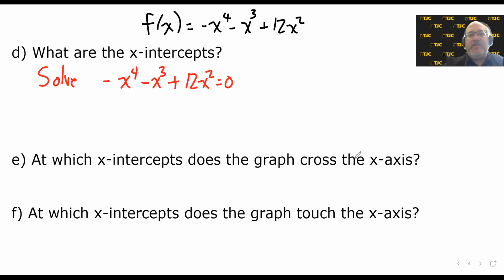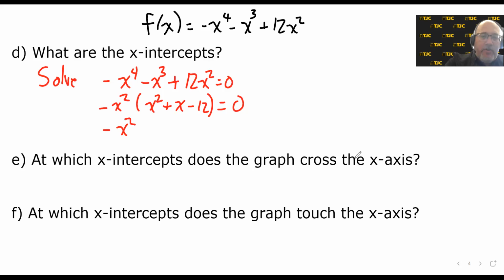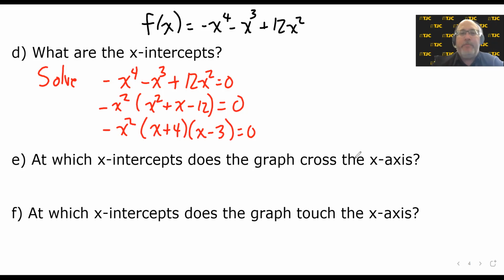Negative x to the fourth minus x to the third plus 12x squared is equal to 0. I'm going to go ahead and rewrite the factoring moves. Negative x squared is what we factor out to get x squared plus x minus 12 in parentheses. And then we can factor the parentheses further into x plus 4 times x minus 3. Again, this is the problem we did in the previous video. So if you want to see a slower, detailed explanation of the factoring, I recommend you watch it.